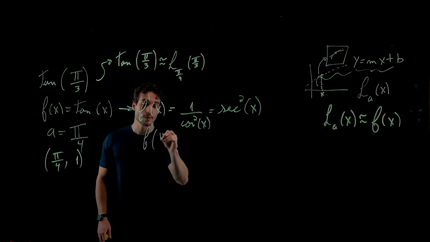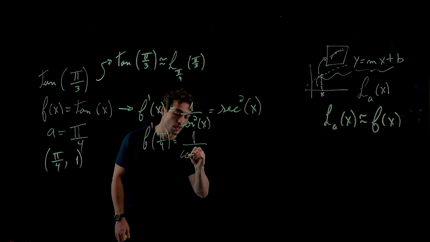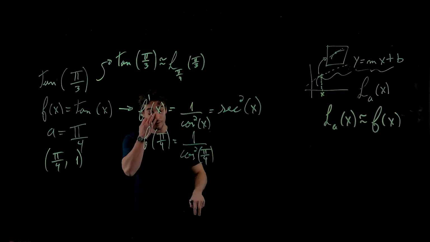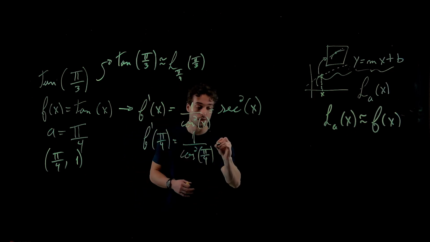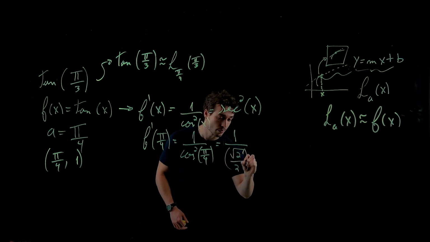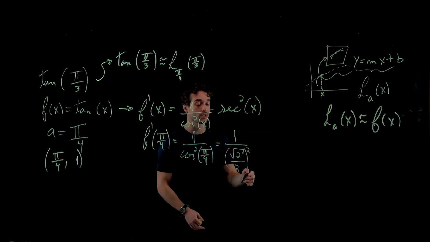So the derivation at pi over 4 is going to be 1 over the cosine to the power 2 of pi over 4. The cosine of pi over 4 is square root of 2 over 2. So this is 1 over square root of 2 over 2 to the power 2. Every time you take a number and divide by a fraction, you flip the fraction, multiplying.